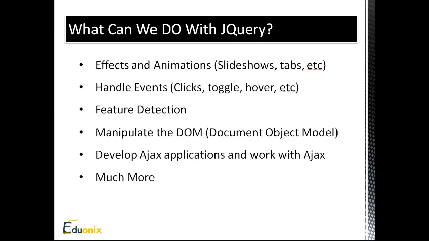jQuery is used to handle events, so clicks, toggles, hovers, mouse up and down, scrolling. We can do all different kinds of things with events. Feature detection, so let's say we want to use the HTML5 geolocation feature, we can use jQuery to see if that browser can actually handle or support that feature. And as I said, jQuery is used to manipulate the document object model. We can use jQuery along with Ajax and build Ajax applications, and there's just a ton of other stuff that you can do with jQuery.